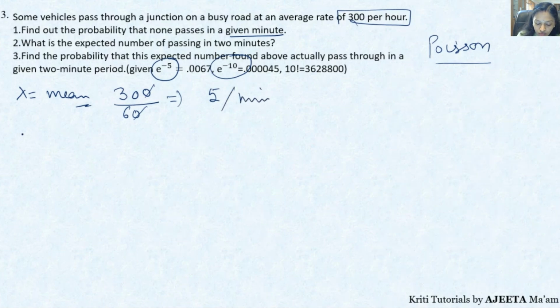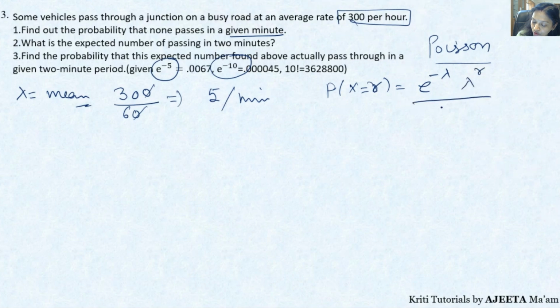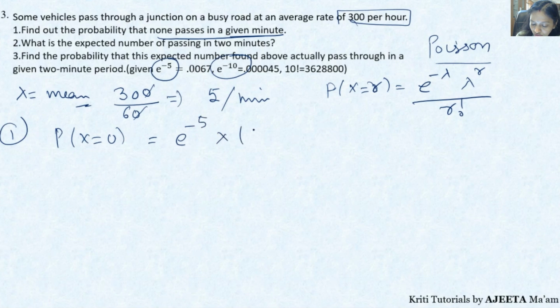Okay, now what's your formula? P of x equal to r is equal to e raised to minus lambda, lambda raised to r upon factorial r. So that's your Poisson distribution formula. Now first question. None passes in a minute. None passes means your r will be 0. So what you get? e raised to minus 5 into 5 raised to 0 upon factorial 0.